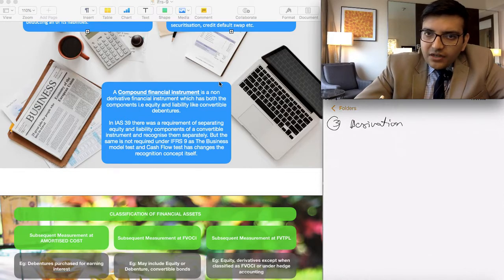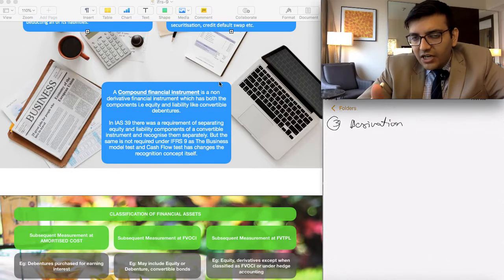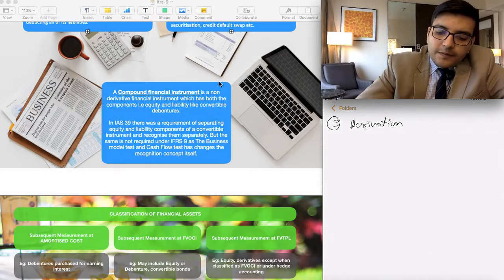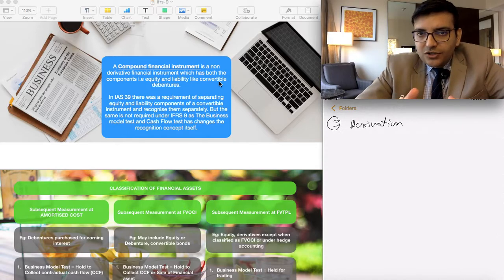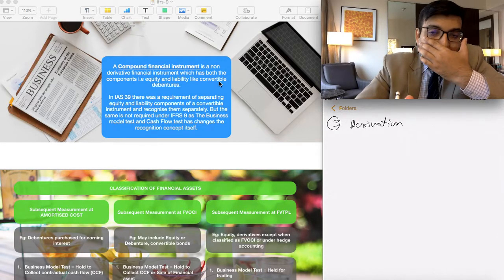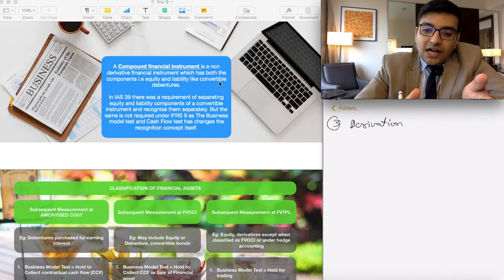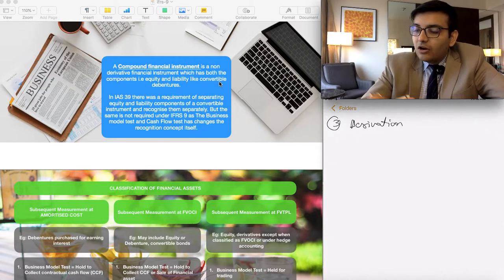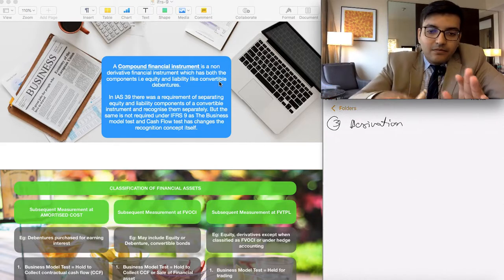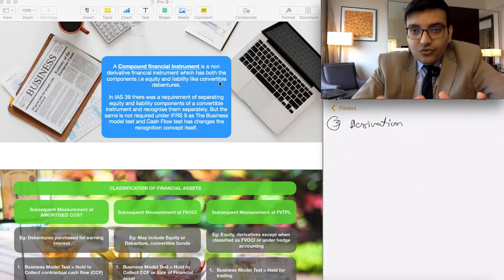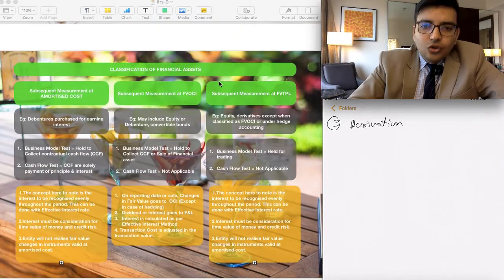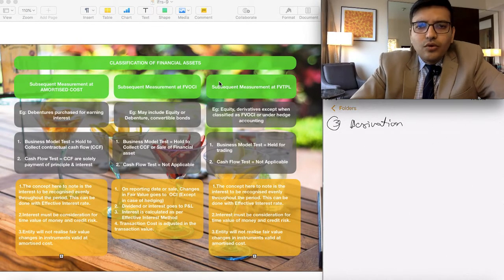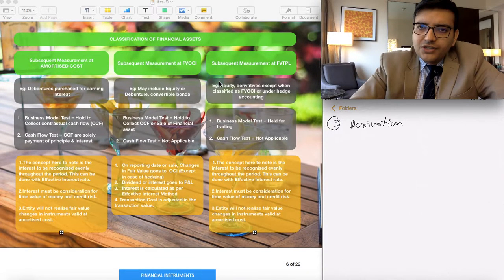One is for equity, because after conversion it will be equity, and one is for liability, right? That is why it is called compound financial instruments. IAS 39 had a different accounting treatment for compound financial instruments, but in IFRS 9 there is no different accounting treatment. You have to classify them according to the classification criteria, right? Now what is the classification criteria? So this was just the basic overview of IFRS 9.